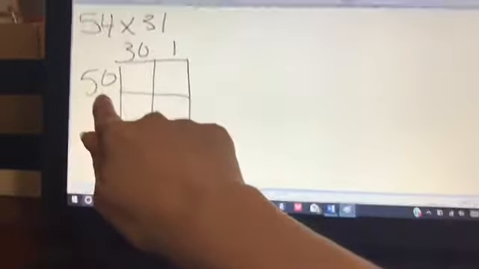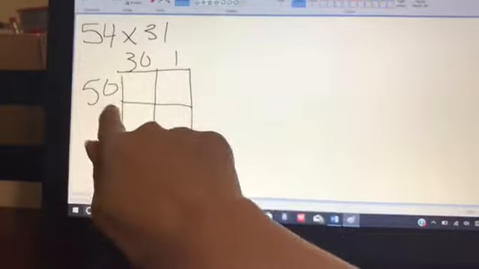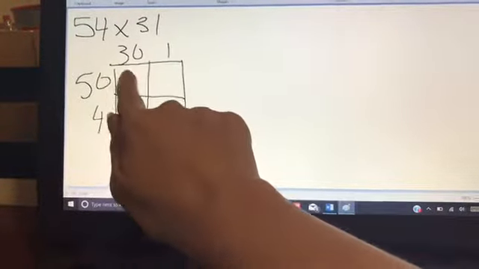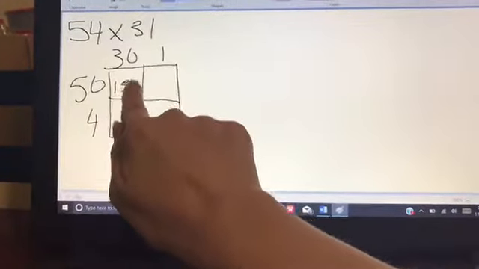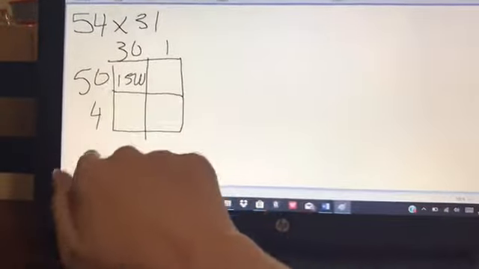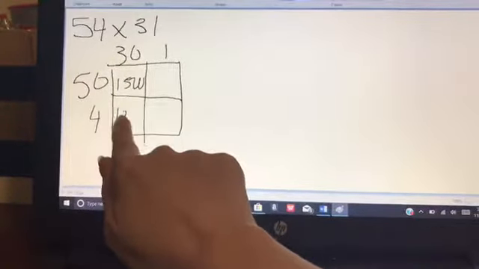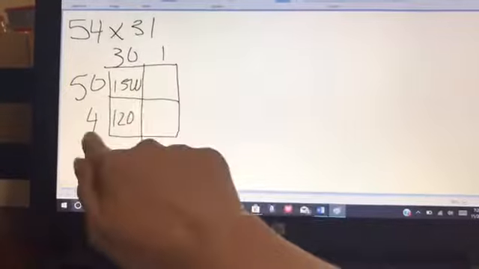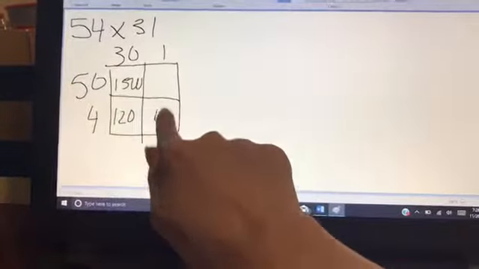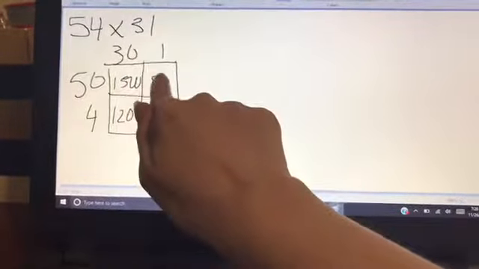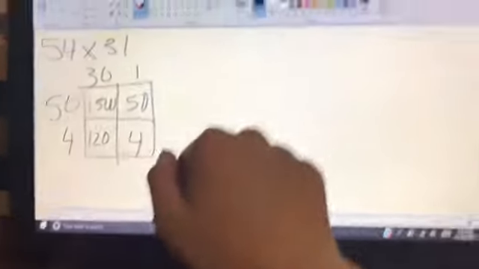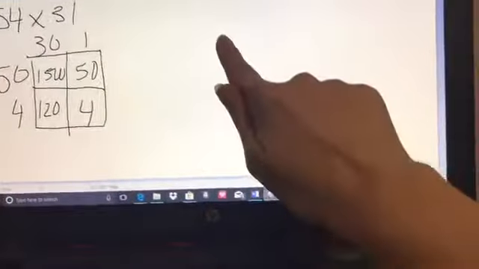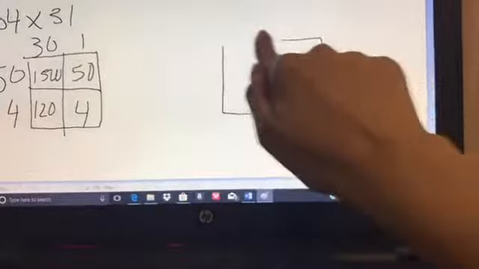So just like lattice, we're going to do multiplication. 50 times 30 is going to give us 1,500. 4 times 30 is going to give us 120. 4 times 1 is going to give us 4. 50 times 1 is going to give us 50. So now let's do the lattice side. Again, same boxes.